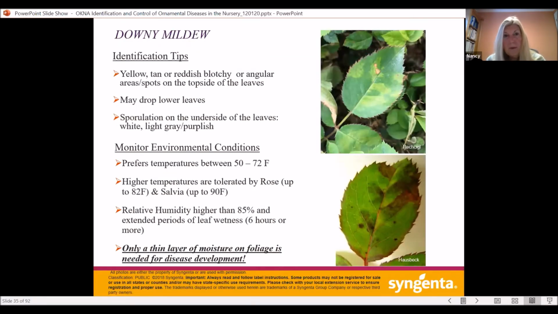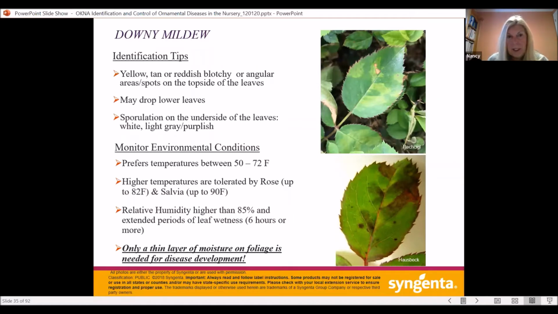Let's move on to downy mildew. I know a lot of you probably grow some roses out there, and downy mildew is another one that can be a real problem, not just on roses, but on a lot of perennials as well. Typically, the first indications of downy mildew are these yellow areas that you see on the leaves, these patches that are usually confined by the veins. And then later, this tissue can turn more of a reddish color as the tissue starts to degrade more and collapse.